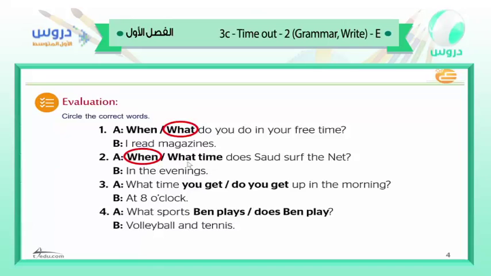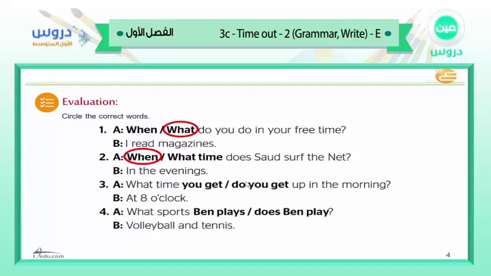When, exactly. When I say what time does Saud surf the net, we have to say, for example, in the evening, so we have to say at 8 p.m., at 7 p.m., at 9 in the evening. It's exactly the time, the exact time. We have to use what time. Okay.